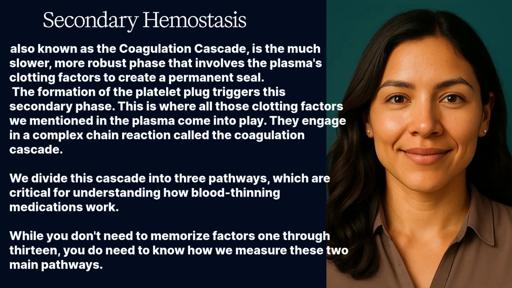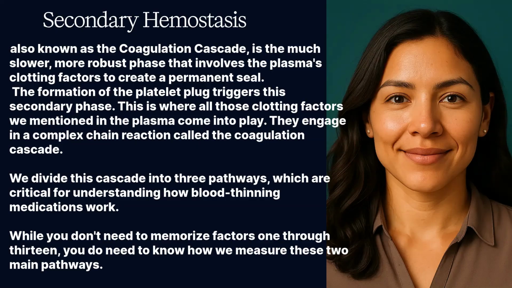Secondary hemostasis, also known as the coagulation cascade, is the much slower, more robust phase that involves the plasma's clotting factors to create a permanent seal. The formation of the platelet plug triggers this secondary phase. This is where all those clotting factors we mentioned in the plasma come into play. They engage in a complex chain reaction called the coagulation cascade.